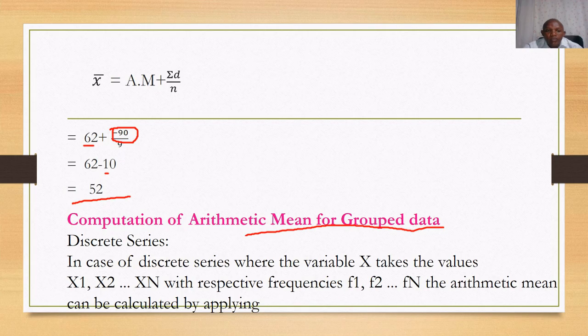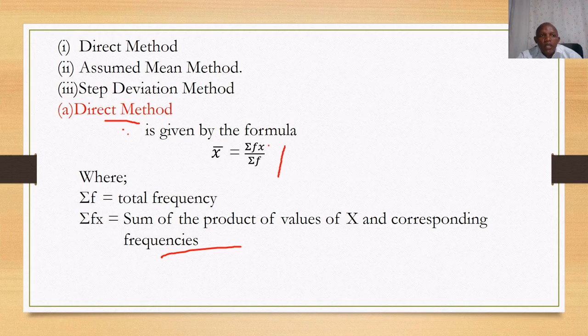Now, when we are calculating grouped data, what happens? We are simply saying that this is data that has some frequency of some sort. So you have a value and some corresponding frequency. Now, the formula does not change really significantly, but we're just saying that you can still use the direct method, the assumed mean method, and the step deviation method.